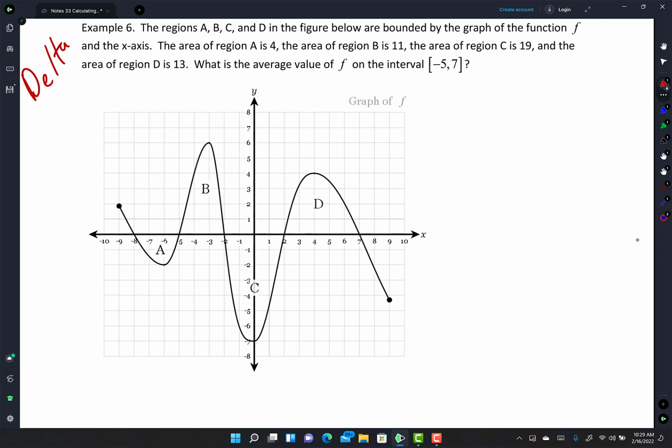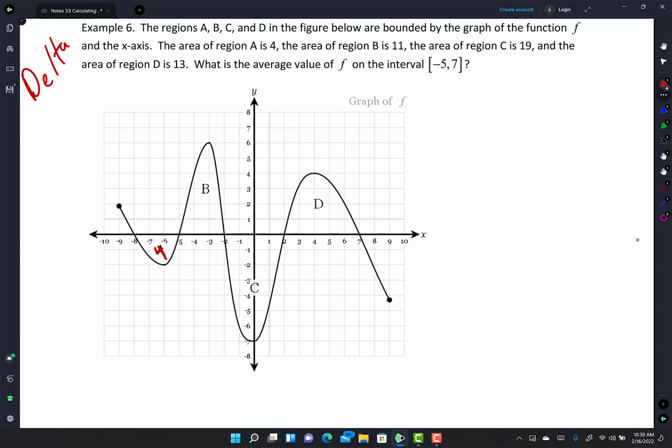The regions A, B, C, and D in the figure below are bounded by the graph of the function f and the x-axis. The area of region A is 4, so I'm going to put 4 right off the bat. That's just the area. Why don't they put a negative? Because the area is not negative. But if they were to tell you integral from -8 to -5, you would say -4. Are we in the clear, guys?